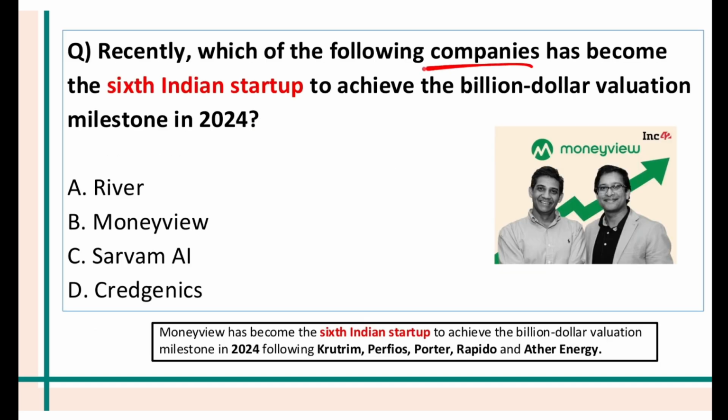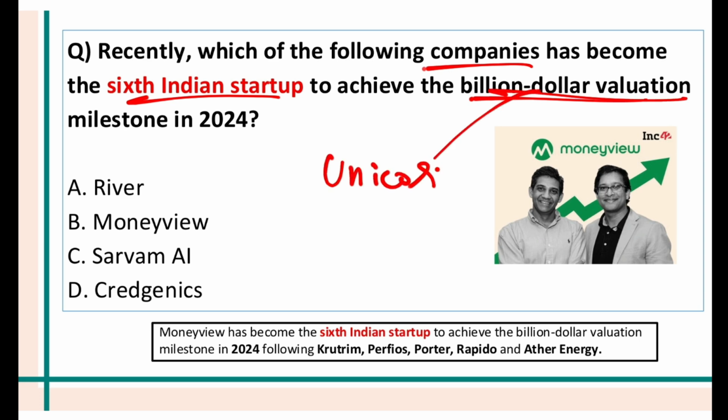Which of the following companies has become the 6th Indian startup to achieve the $1 billion valuation? A $1 billion valuation simply means a unicorn valuation. The company is known as a unicorn company. So this is MoneyView. It is a company based in Bangalore, and it has become a unicorn company. In fact, MoneyView has acquired a company called Jiffy. Jiffy is a wage access platform. And now it has become a unicorn company. So MoneyView is a fintech company based in Bangalore.